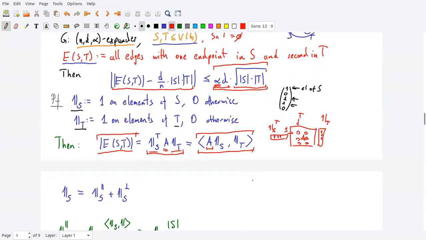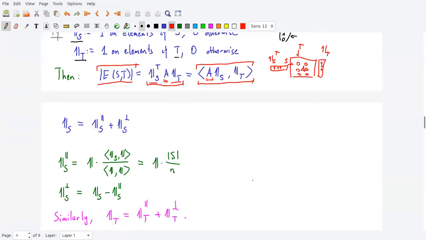And now comes the main trick of expanders, and you will be completely fed up with this trick after this series of lectures. Namely, I take my vector, say 1 on S, and I now decompose it into two orthogonal vectors. One will be a vector that is parallel to the vector of all ones, and one will be a vector that is orthogonal to the vector of all ones. So in other words, if here is the vector 1 on S, yes, here is the direction of the vector of all ones, then I decompose it into two orthogonal vectors.